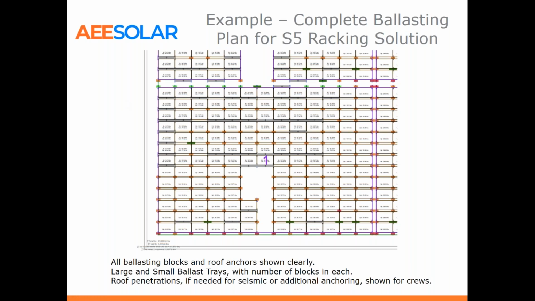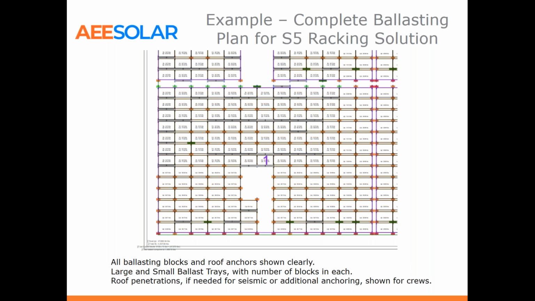So each of those little blocks that you see, the smaller rectangles, are places that don't require any ballast trays, and they have a number in them telling you how many blocks need to be put. Different colors correspond to the number of blocks in each location. The green, longer rectangles are places where small ballast trays are employed, and the gray rectangles are longer ballast trays.